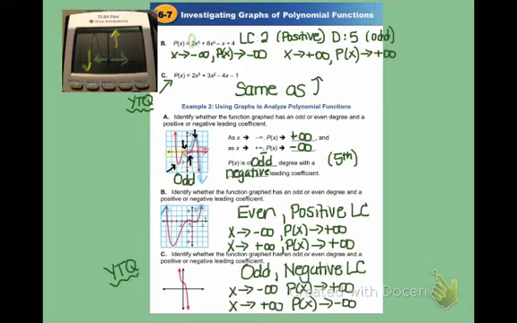Okay, so that function was odd and negative leading coefficient, and this is what the end behavior looks like. So let's go ahead and turn the page.